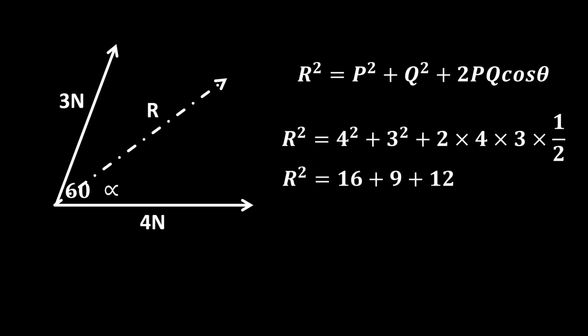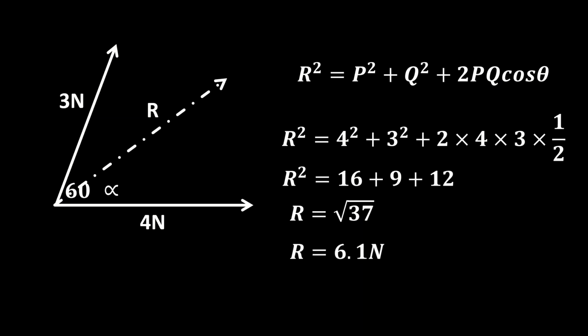So 4 squared is equal to 16. 3 squared is equal to 9. 2 times 4 times 3 times cos 60, which is half, is equal to 12. So the value of r is root 37, which is 6.1 newtons.